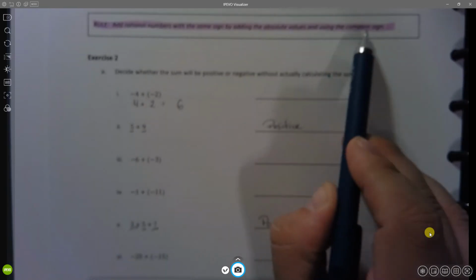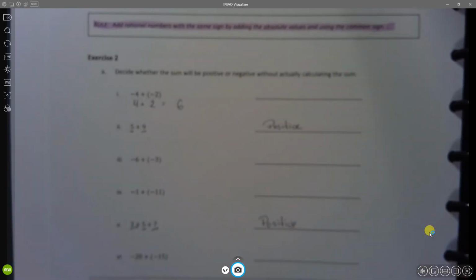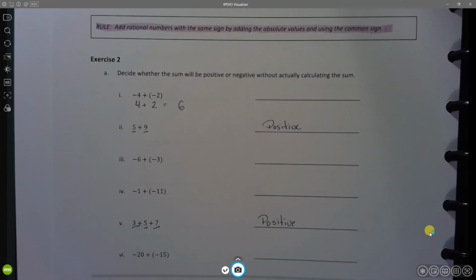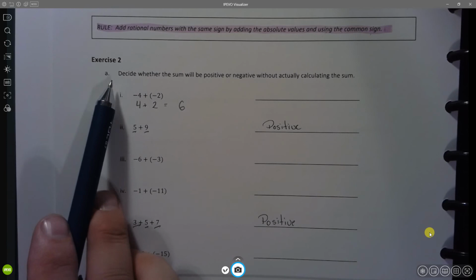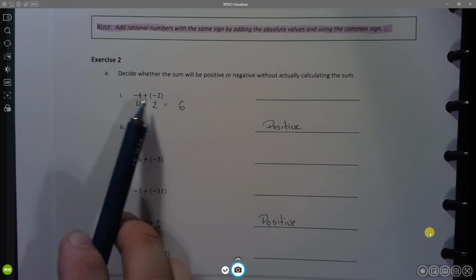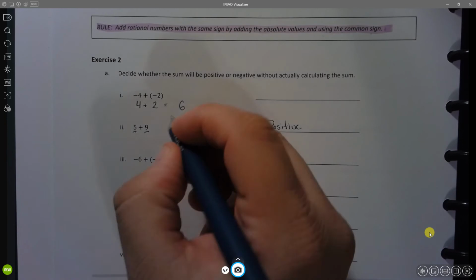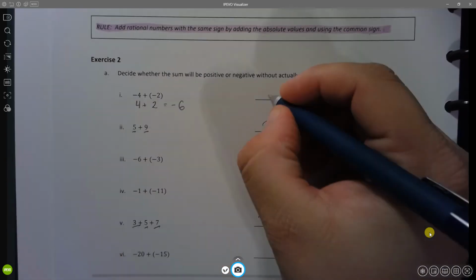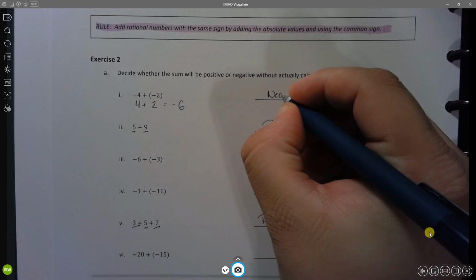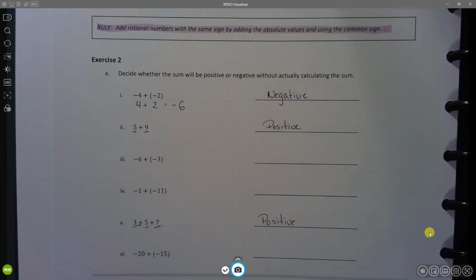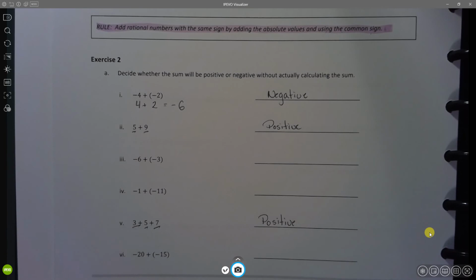Then it says in the second part, using the common sign. All right, so the question then is, both of these are negative numbers. That is the common sign. So that means the answer is -6. So we get a negative as our answer. Okay. So if it's got the same sign, the answer is going to be that sign.